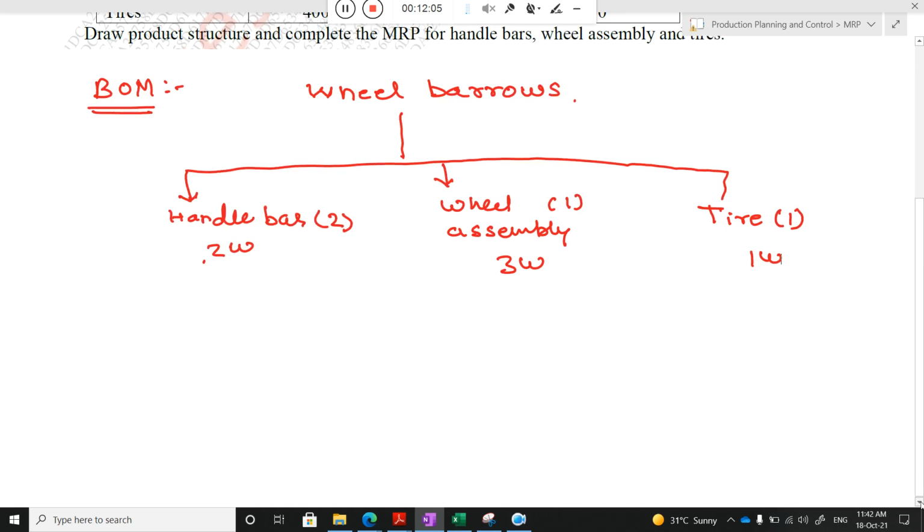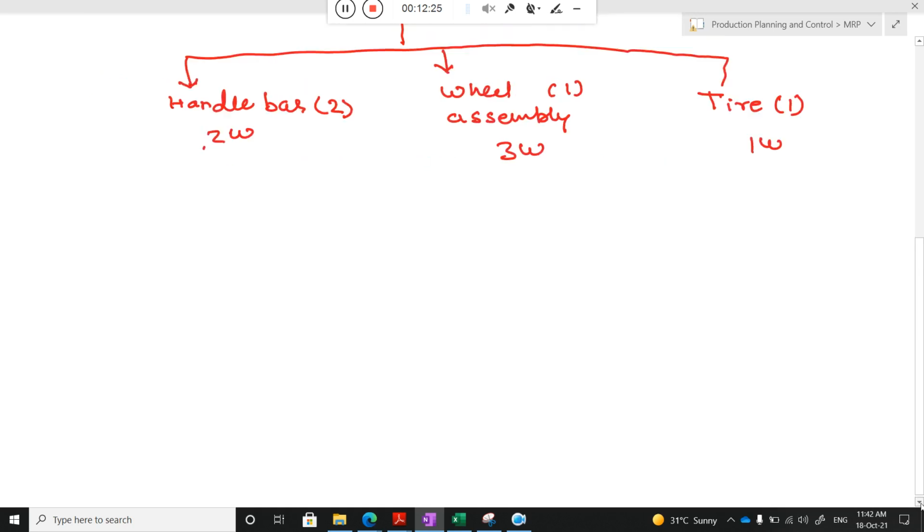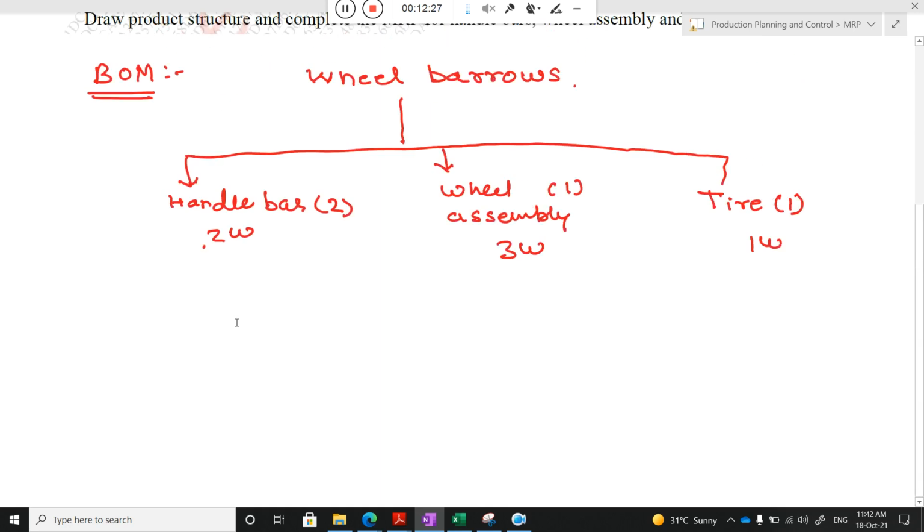Okay, good. So now when I talk about material requirement planning, it is nothing but the combination of the bill of material, and one more thing, the master production schedule and inventory. If you combine all these things and pass them as input, then you will get the MRP.